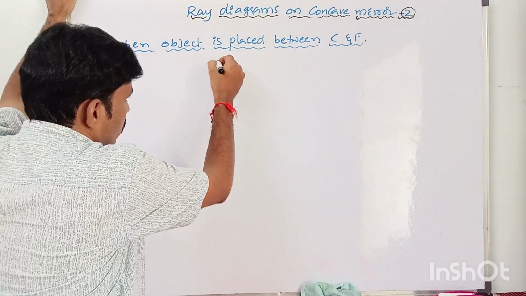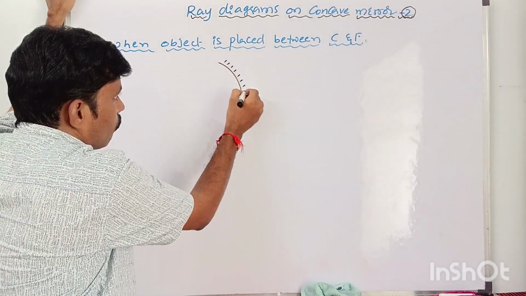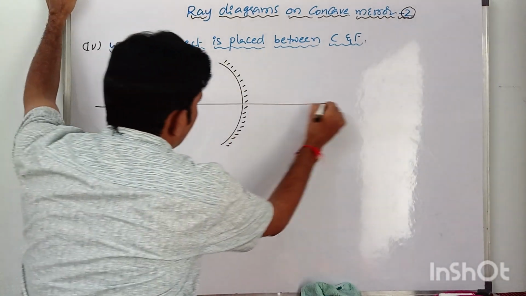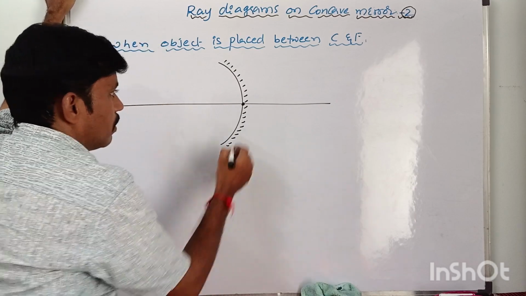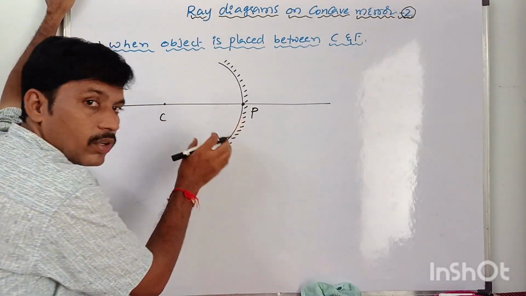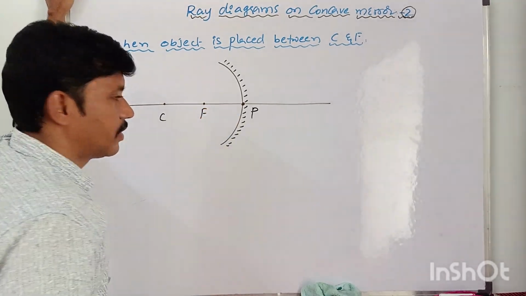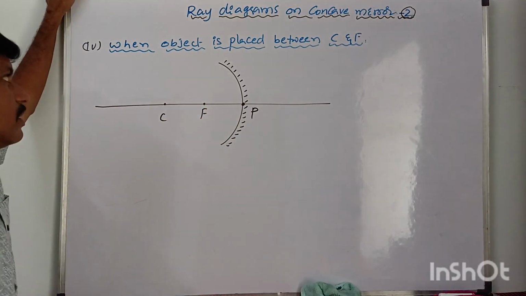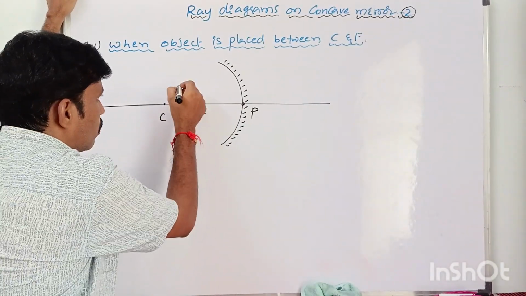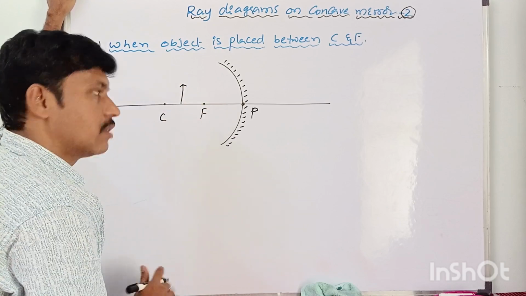So let us draw the concave mirror first of all. Okay, concave mirror. This is the concave mirror, and you can draw the principal axis, and this is the pole. Let us take the center of curvature. In between the pole and the center of curvature, we have to take the focus point, exactly at the midpoint. Now let us take one object between the center of curvature and the focus point.